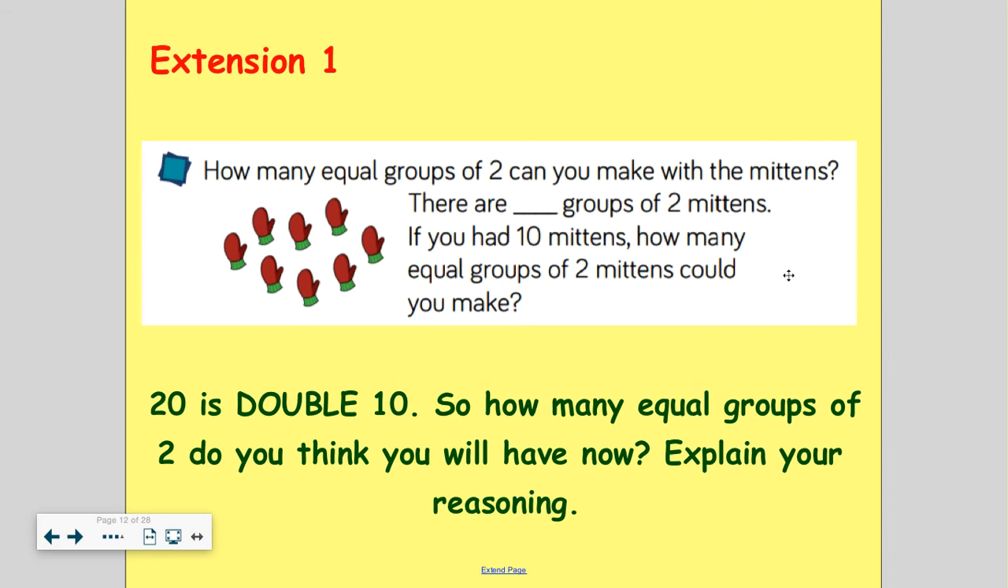As an extra challenge, I have put this question down here. We know 20 is double 10. So how many groups of 2 do you think you will have now? So once you've worked out how many groups of 2 you will have when you have 10 mittens, how many do you think you have when you have 20 mittens, if we already know that 20 is double 10? See if you can explain your reasoning about what you think.